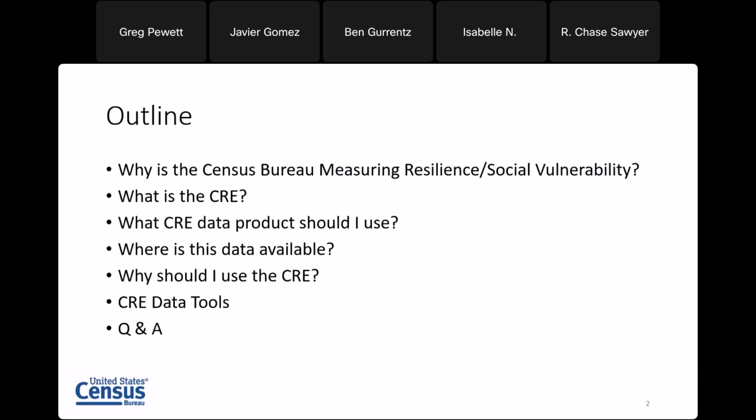During this presentation, we will be covering why the Census Bureau is measuring resilience and social vulnerability, what the community resilience estimates are, what CRE product you should use and where this data is available, and why you should use the CRE. And finally, I will do an overview of two of our data visualization tools. At the end of the presentation, we will be answering questions. But in the meantime, if there are questions or comments in the chat or the Q&A section, my colleagues are more than happy to answer. With that being said, let us begin.